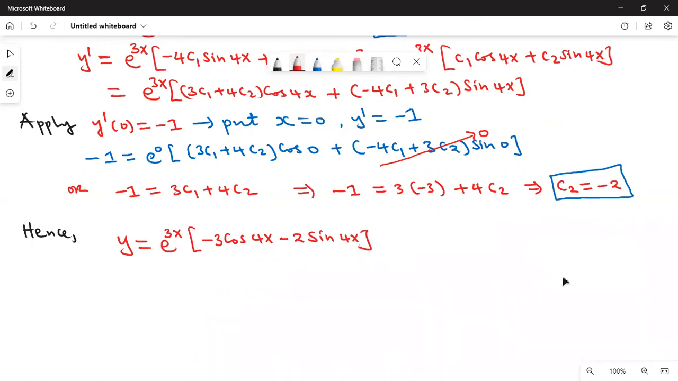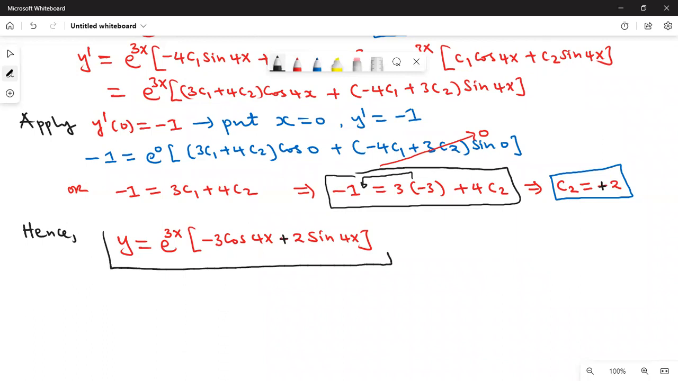There's something that you have left out. Look at where we are finding c2. If you make c2 the subject, you see this is -9. If I take it here, it will be +9. So +9 minus 1 is +8. So c2 should be +2, not -2. So change this, it should be +2 instead of -2. So this is our particular solution. Let me comment on it. You write here, particular solution.